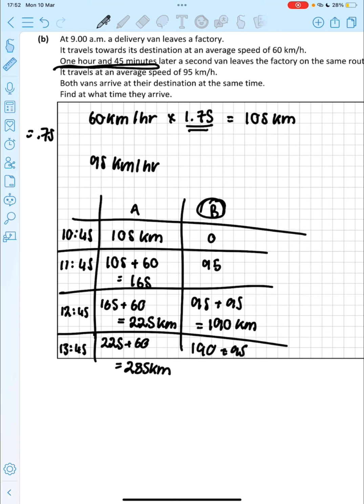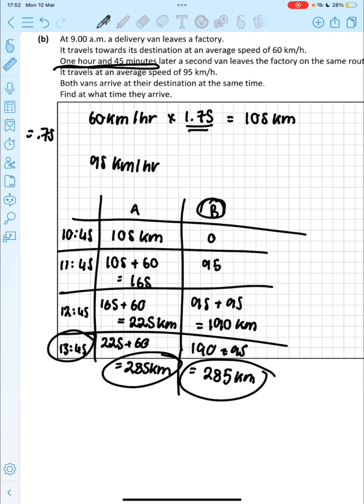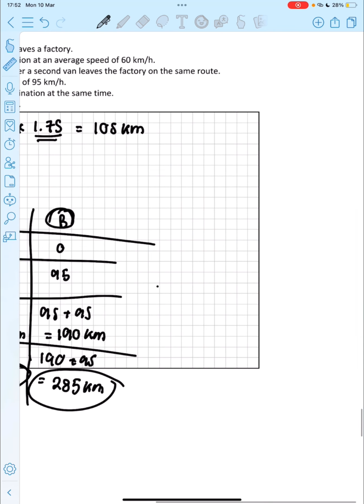plus 95, because again, he's traveling in an hour. He's going 95 kilometers in 1 hour. That's what his speed means. If we do that, he'll also get 285 kilometers. So now they've traveled the same amount of kilometers and the time is 13:45. So that means, therefore, they arrived at 13:45 at their destination.